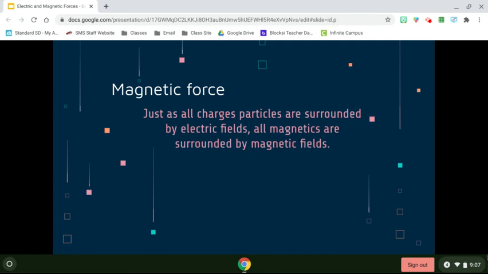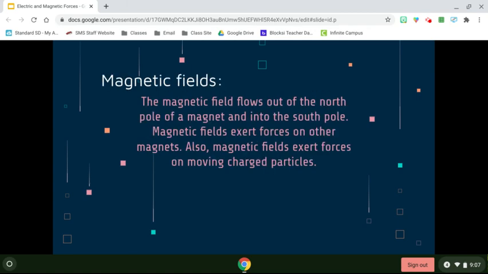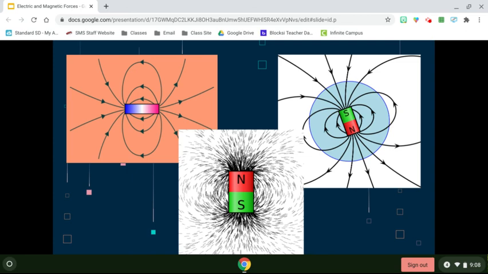So, the magnetic force: just as charged particles are surrounded by electric fields, all magnets are surrounded by a magnetic field. The magnetic field flows out of the north pole of a magnet and into the south pole. Magnetic fields exert forces on other magnets. Also, magnetic fields exert forces on moving charged particles. So, here are some examples of how the current moves from the north to the south pole and back and forth.